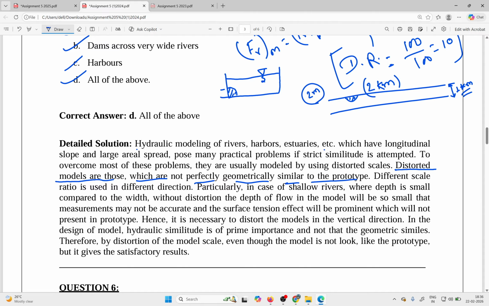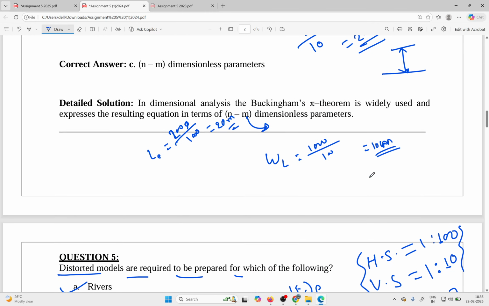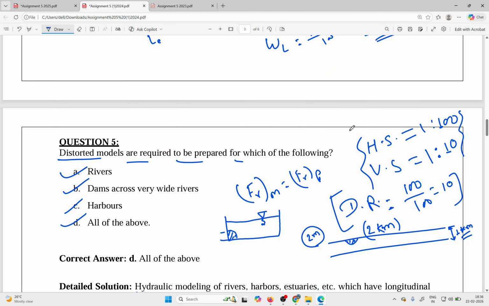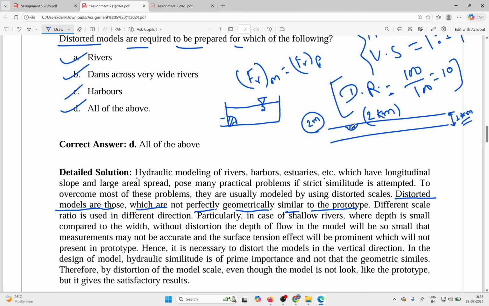Perfectly geometrically similar means as per your scaling you get 2 centimeter, but 2 centimeter will not show the effect, so you assume the distorted model 1 is to 10 for the vertical, and we get 20 centimeter. We are not using the same scale. So a different scale ratio is used in different directions, this is the meaning.